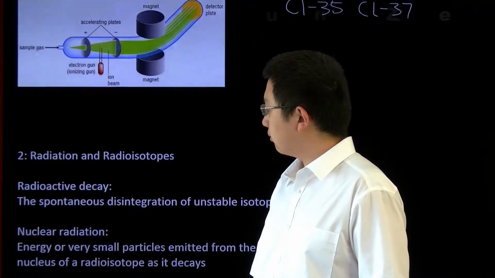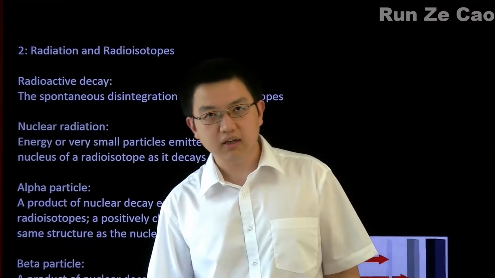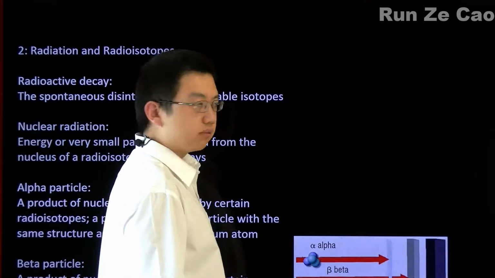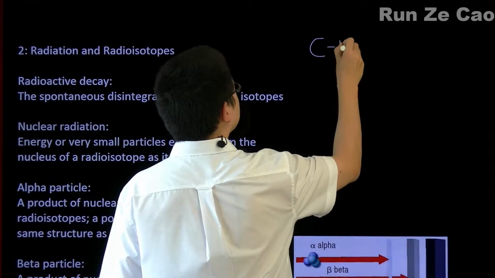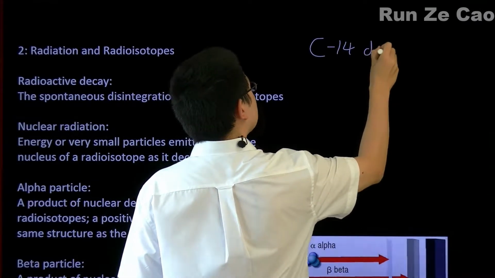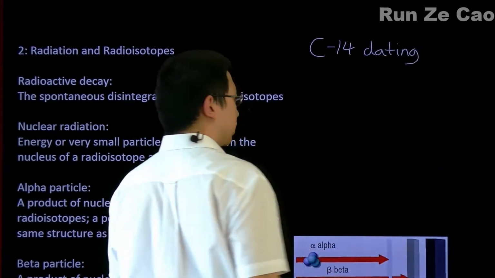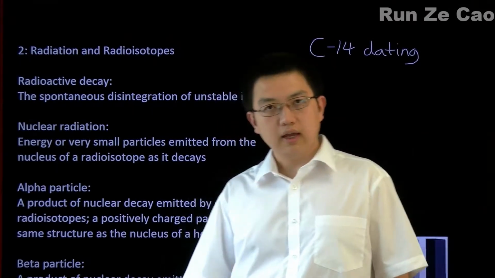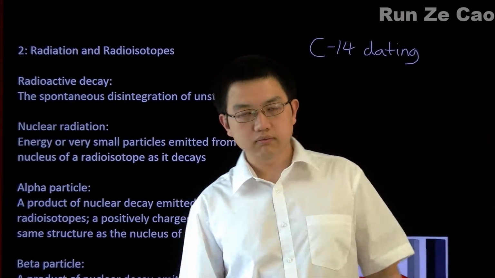Now, of course, speaking of isotopes, we can't avoid talking about radiation or radioactivity. Why? Because we've all heard about carbon-14 dating. Does it take extra effort to make the carbon-14 decay? No, it decays on its own. It's spontaneous. And it disintegrates to form nitrogen-14.